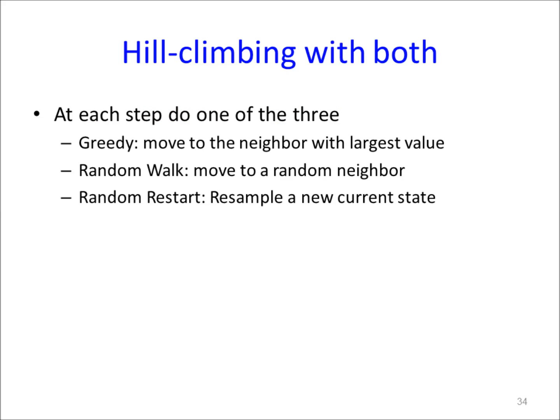And then you can do hill climbing with both. So both here will mean with some probability move to the greediest neighbor, with some probability to get to a random neighbor, with some probability to do a random restart. So bottom line is that once you understand this set of algorithms, you can just do whatever you want. That's it. That's all it is.